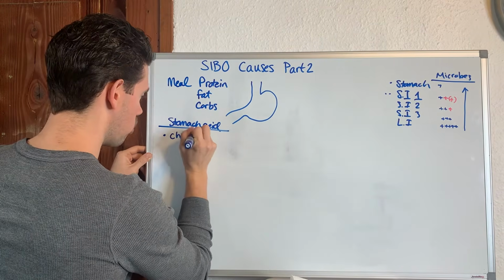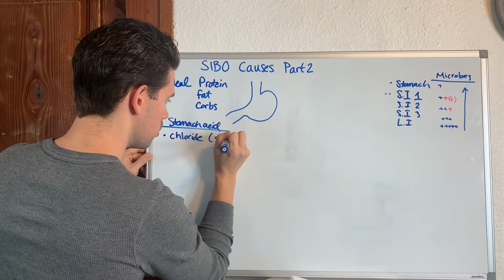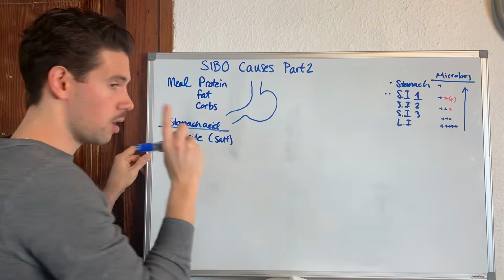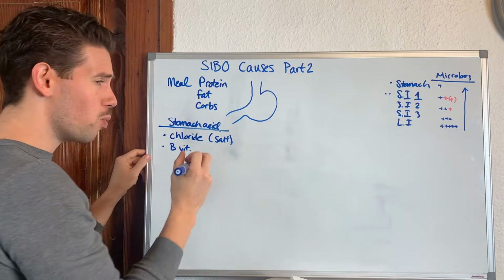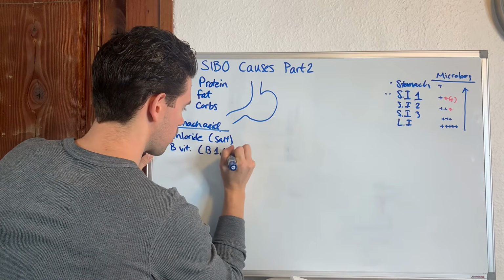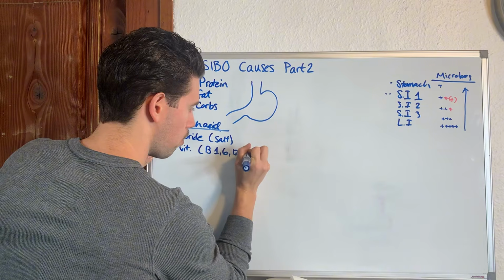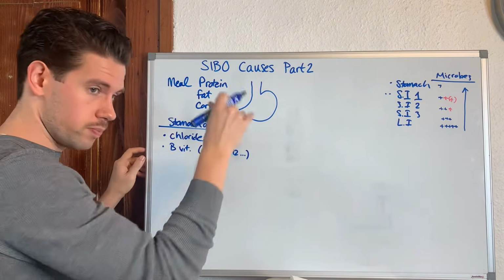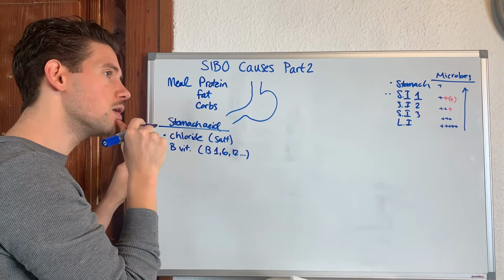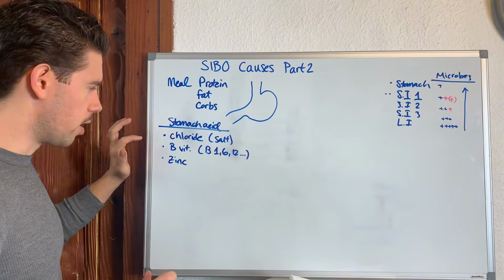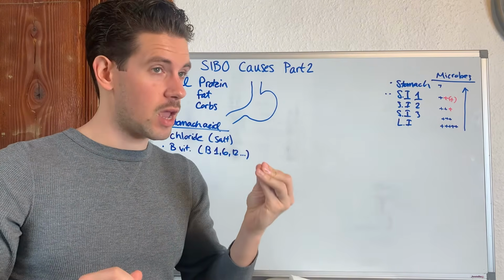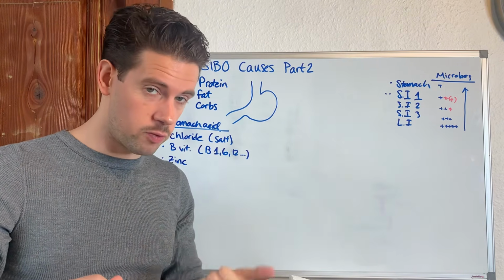You need chloride, so salt. You need B vitamins. Off the top of my head, I think it's B1, B6, B12, etc. We'll see. Check. You also need choline, which I think is later on. And zinc. Anyway, so chloride, B vitamins, and zinc. These are the micronutrients, the non-caloric components of stomach acid.